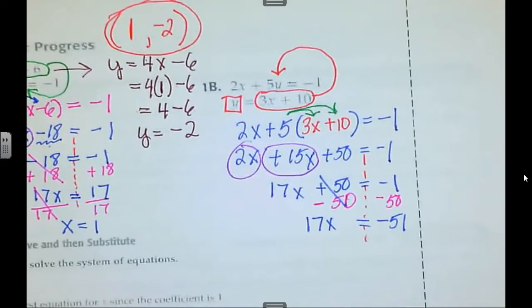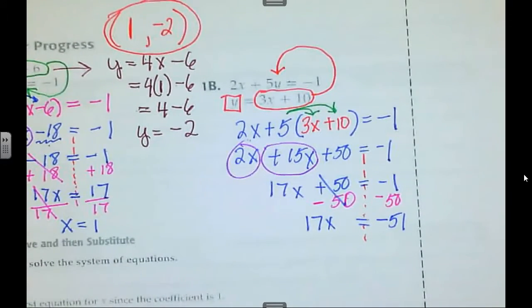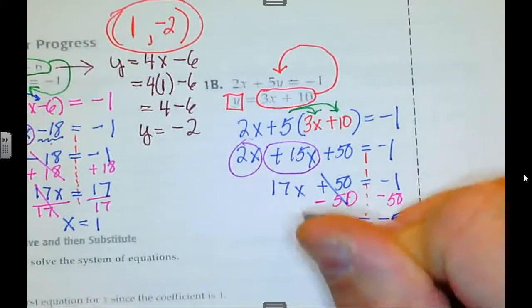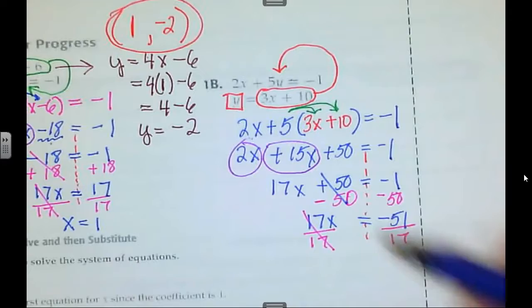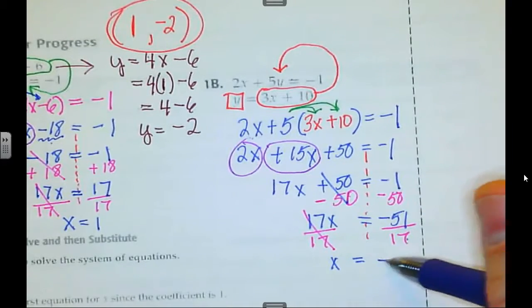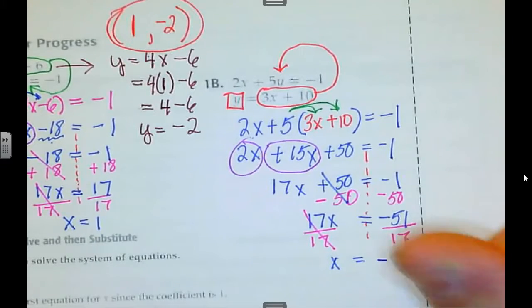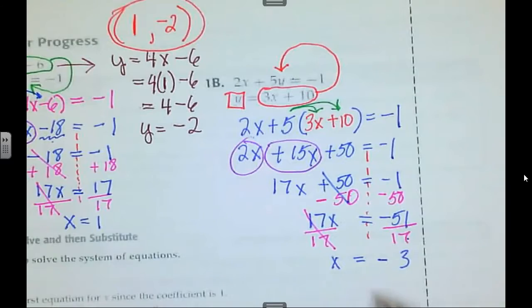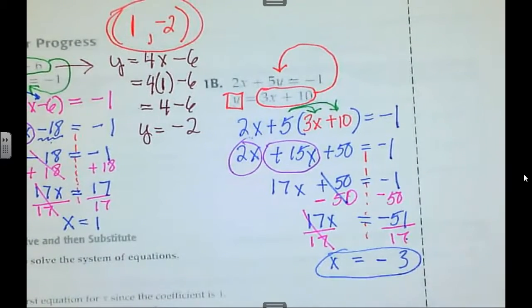Okay. Divide both sides by the coefficient 17. And x equals negative divided by positive is a negative. 51 divided by 17, negative 3. So there's x.